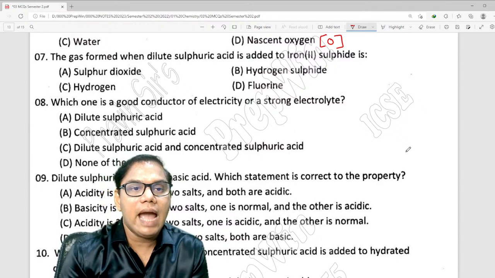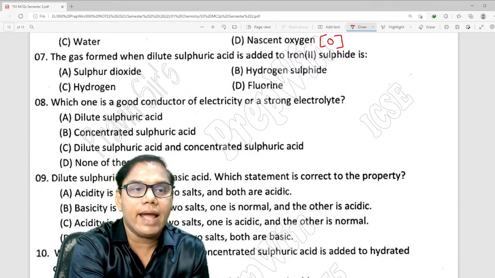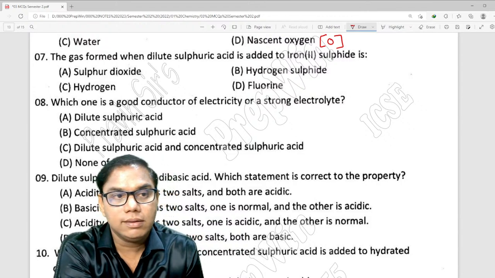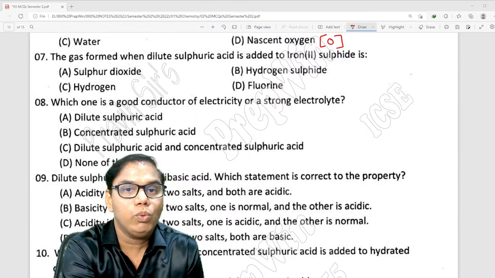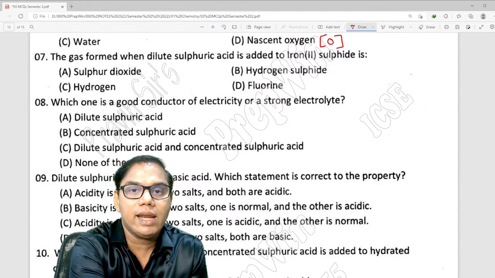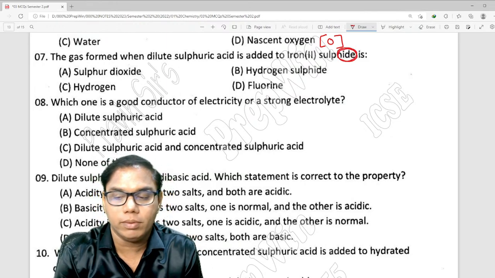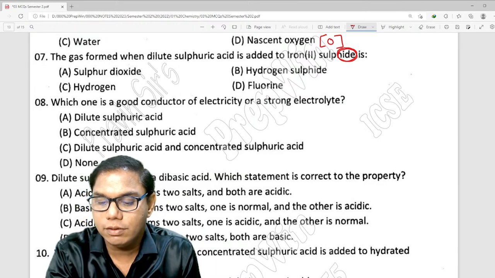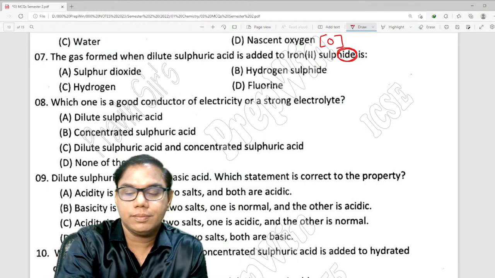Gas formed when dilute sulfuric acid reacts with iron sulfide. This is a very important question. Which is the gas formed? Very easy also.